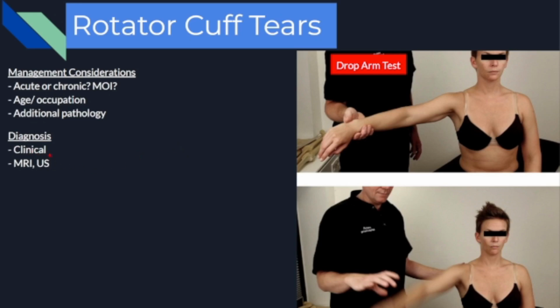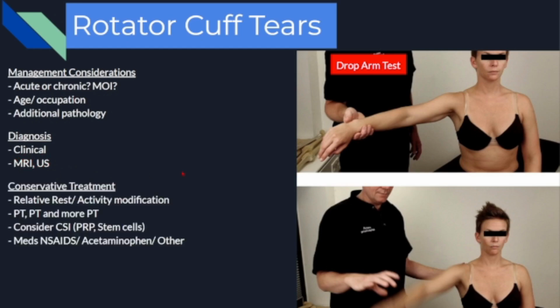Diagnosis is primarily clinical. You can usually figure it out. MRI, of course, confirms it. You can make the diagnosis with ultrasound. It's a little more time consuming and requires a little more skill, and the surgeons don't really care. So if you're going to send them to the surgeon, the MRI is usually the answer there.